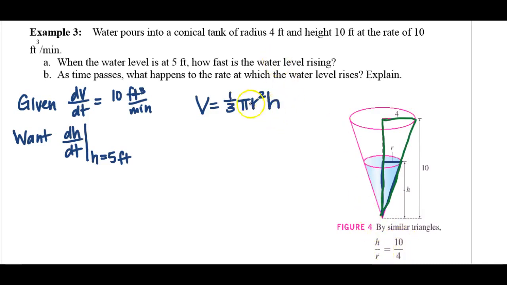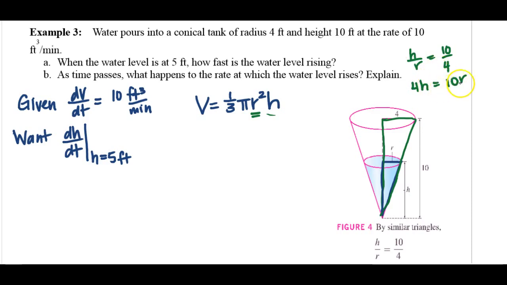So what I really want to do is get rid of this R. This R is a problem because it got me an R and a dr/dt that I didn't know what to do with. So to replace this R, I have to rewrite R in terms of the variable H. So I'll do it up here in the corner: H over R equals 10 over 4. So if I cross multiply here, I know that 4H equals 10R.